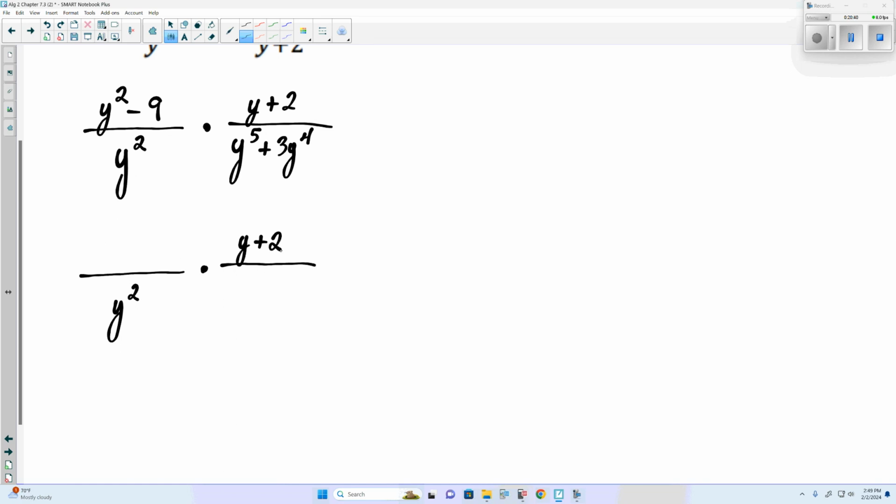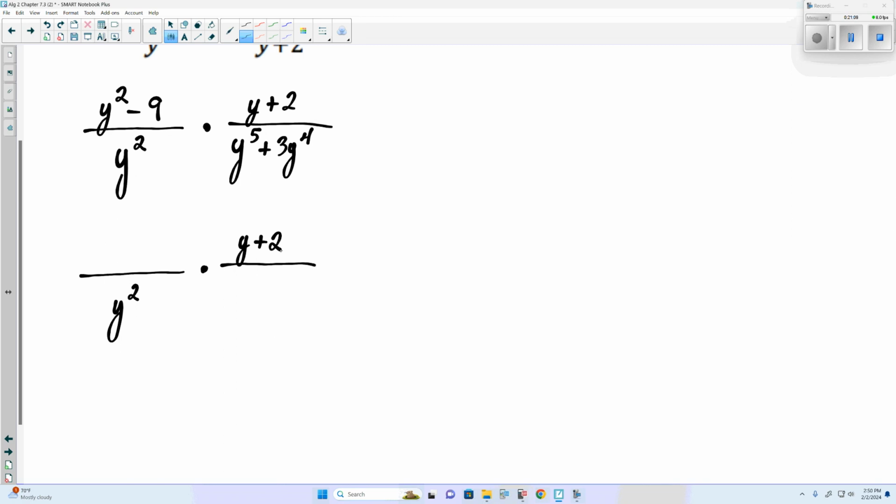Our y squared, simple as it gets, is only one term. Y plus 2 does not have a greatest common factor, and the degree is 1. Because again, we get our degree by the variable with the biggest exponent in that expression. So on top, y plus 2. Biggest exponent attached to a variable is 1, so that degree is 1. Which one do we want to factor first? Y squared minus 9 or y to the 5th plus 3y to the 4th?